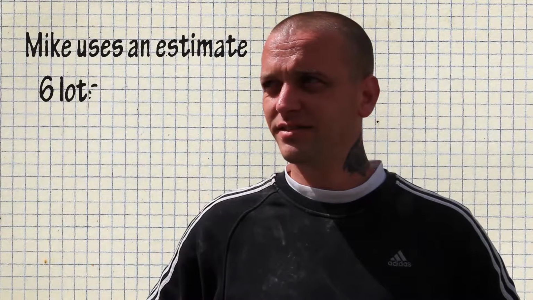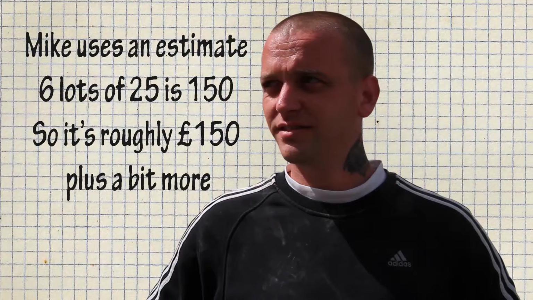I know that 6 times 25 is 150, so any more than that I'd have to get out the calculator. But I'll use that as a rough estimate and just go from there. So Mike uses the £6 to come up with a rough estimate.